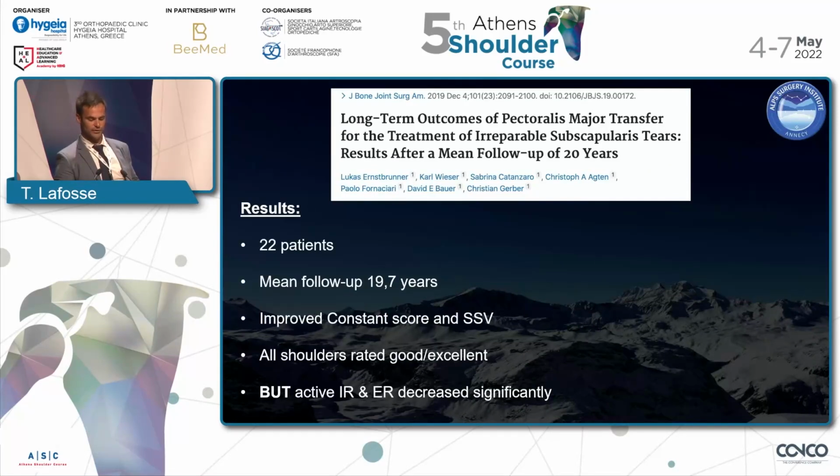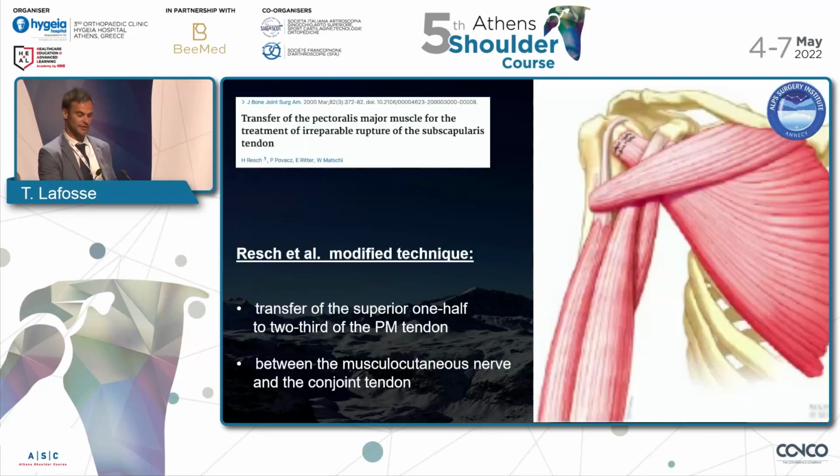Gerber's team published about their long-term results with a mean follow-up of 20 years on 22 patients that they followed up for 19.7 years. They improved their Constant score and the SSV, and all patients rated good to excellent results, but active internal rotation and external rotation decreased significantly with time.